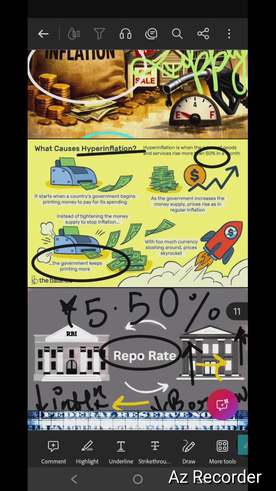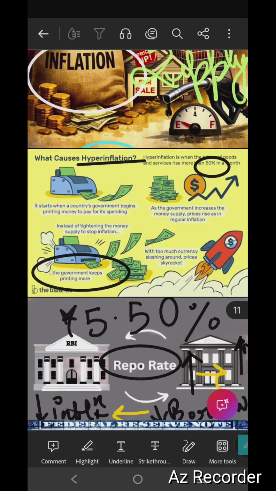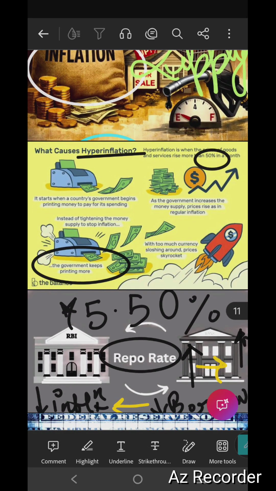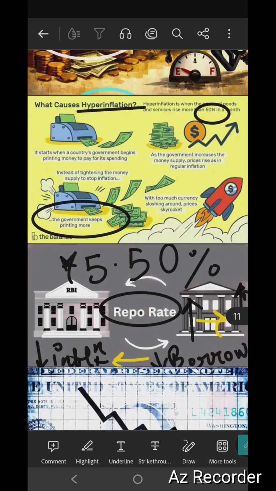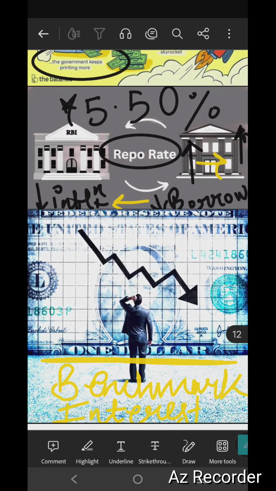Next, we have repo rate. Basically, it is the interest rate at which RBI lends money to commercial banks for a short period. For India, the RBI has set the repo rate at this present moment, this is July 2026, at 5.50%. So what happens if RBI increases the repo rate? The banks increase their interest rates. So the borrowers who take loans borrow less, due to which spending decreases and inflation comes down.